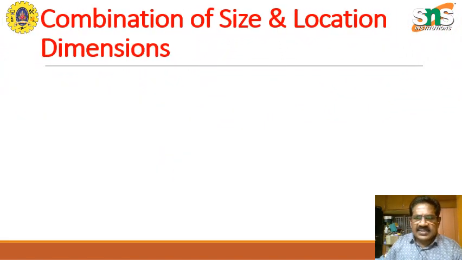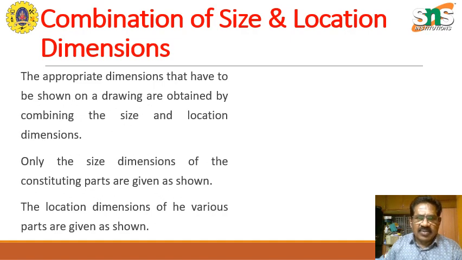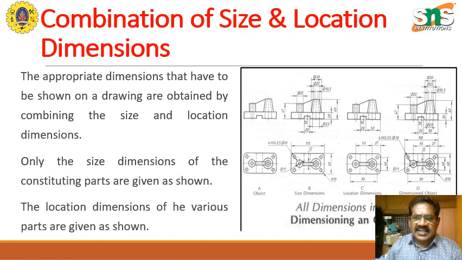The next one is the combination of size and location in the theory of dimensioning. As we said, we try to combine both the size and the location and make the dimensions. This is how the dimension drawing will look. So you have the object, and then you have only the size that has been put here. You have the location alone which is put there, and then once I combine both the size and the location, I have the size and location, which is a perfect drawing with no ambiguity or confusion.